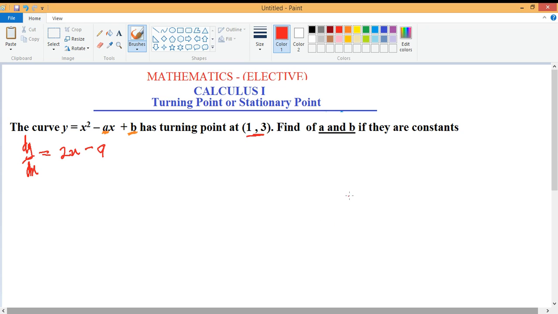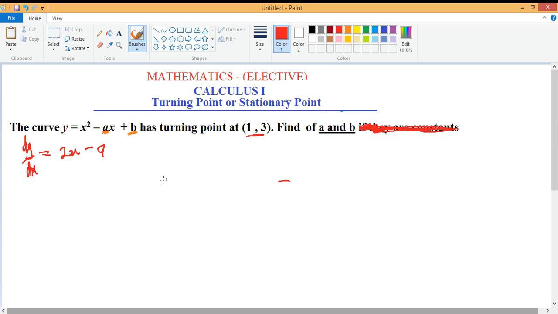Sorry, I think this question has a problem. B is constant, but a is not a constant term. So let's take that one out. This question has a problem. Just simply, let's find a and b. B is constant, but a is a coefficient. Okay, let's proceed. So we have 2x minus a.